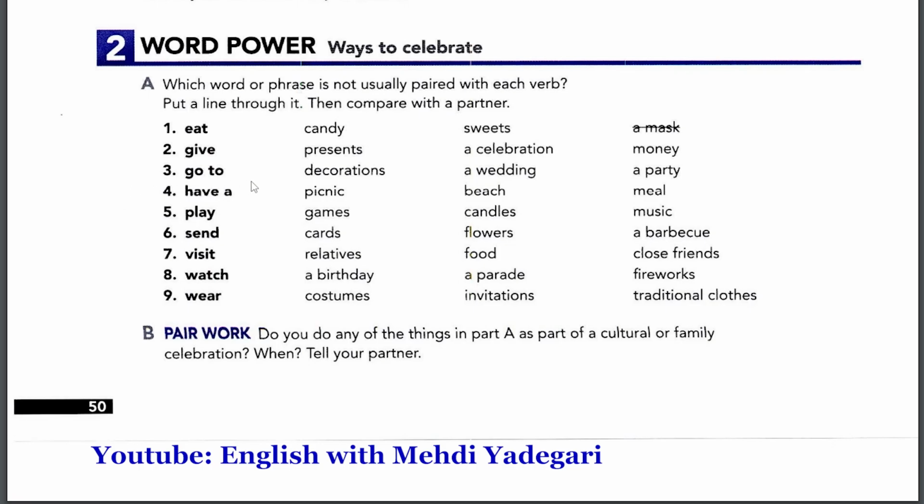Another example with number 3. When was the last time you went to a wedding? Or, are you going to go to a party this summer? So as an exercise, you yourself can create a lot of questions with number 1 to number 9, and you can also answer them yourselves.